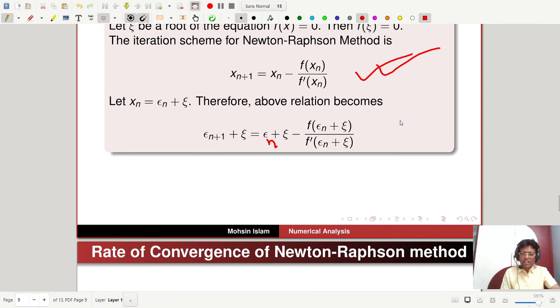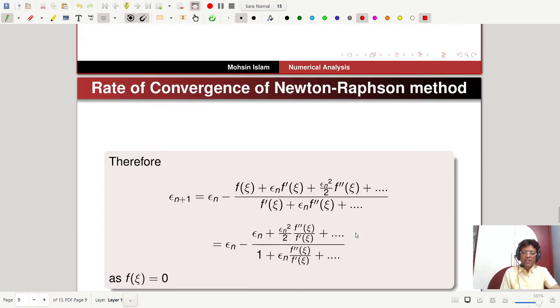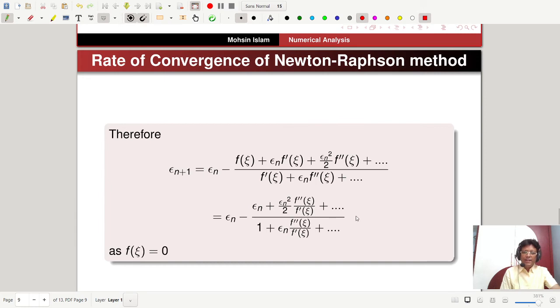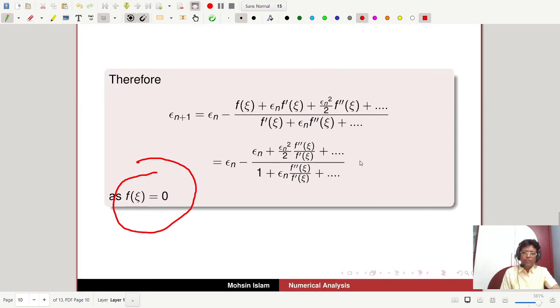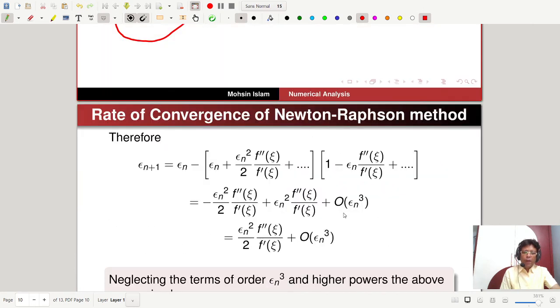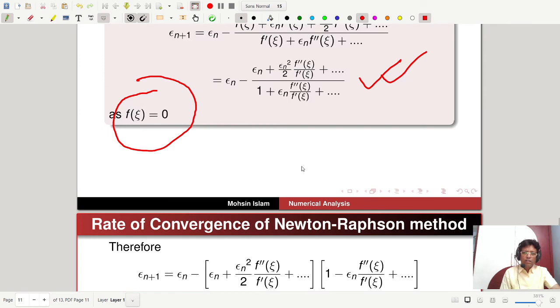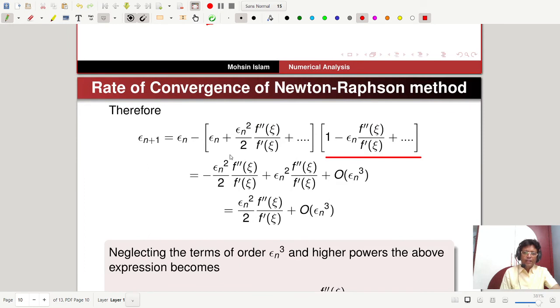Then apply the Taylor series expansion of f(xi + epsilon n) about xi, and in the denominator also you apply the Taylor series expansion on f', neglecting the higher order terms. With the fact that f(xi) is 0, because xi is a root, you have this simplified form. Expanding in negative binomial expansion, this term can be calculated.